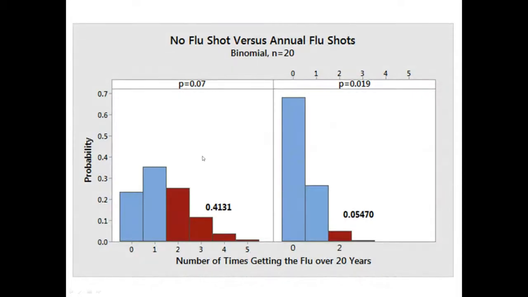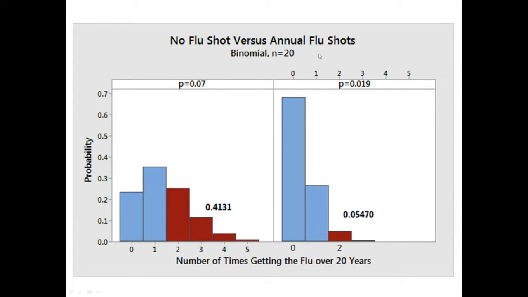Okay, so this is a good comparison of flu shot versus no flu shot. This is the probability of getting the flu. These are both statistically significant in terms of their p-values. And then down here we have the number of times getting the flu over 20 years. People who get no flu shot have a much higher percentage of getting the flu once, twice, 3 times, 4 times, maybe even 5 times over a 20-year period.